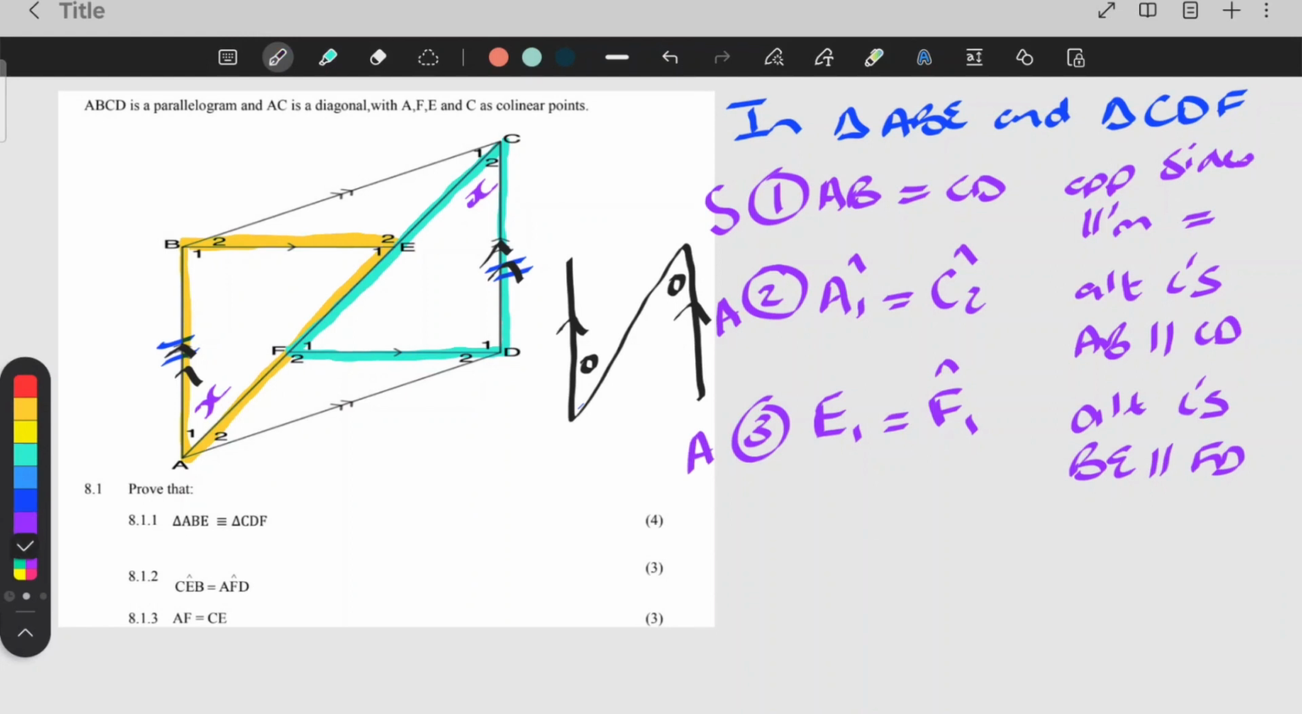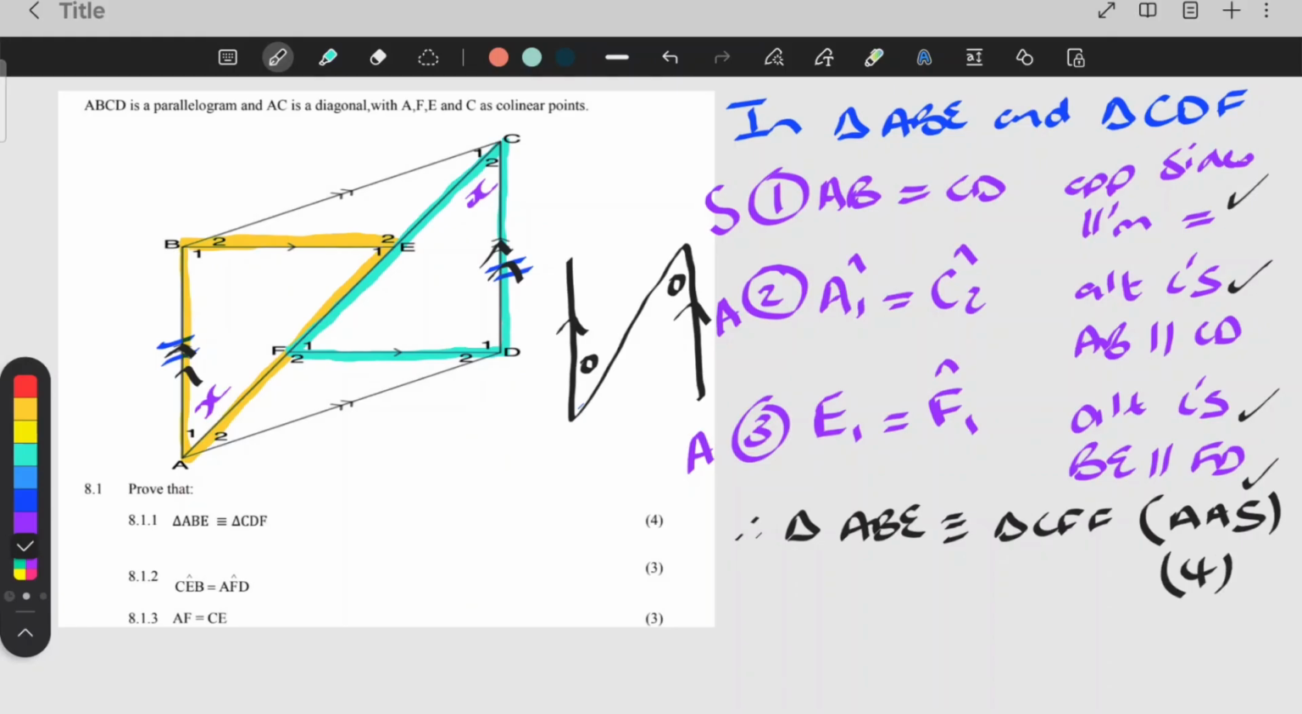So I'm going to say, therefore, triangle ABE is congruent to triangle CDF, and my reason is angle, angle, side. Okay, so that's for 4 marks, eh? So 1, 2, 3, and for this reason here, you get 4 marks.